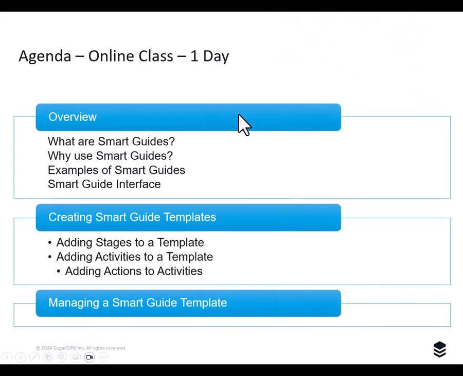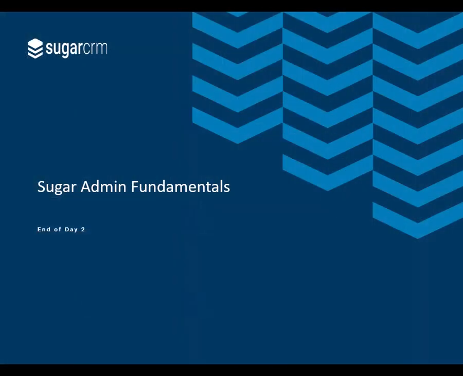Okay. So we talked about what smart guides are, why we need to use them, or why you would use them, examples of all three: marketing, sales, and customer support, or after you sell to a customer, you may have some smart guides associated with that. The basic smart guide interface, what a user will see, and then we went into how an admin could create a template, add stages and activities and actions to it, and then we discussed managing it. Okay, so next week is Sugar BPM and reports.